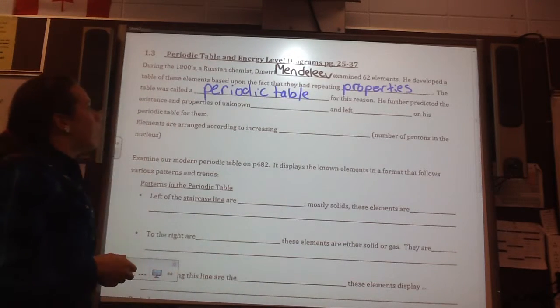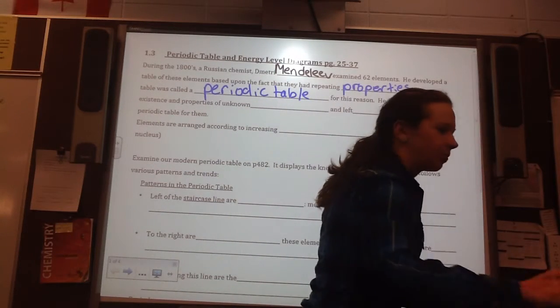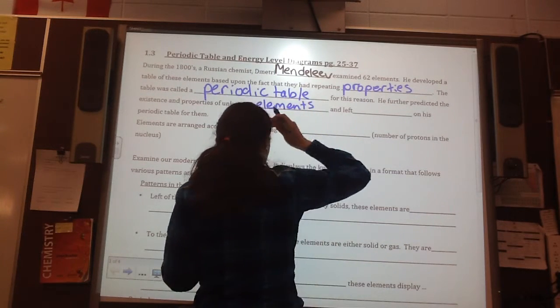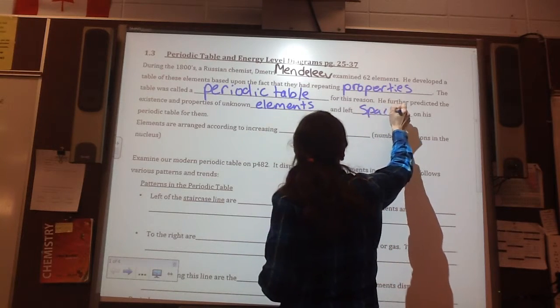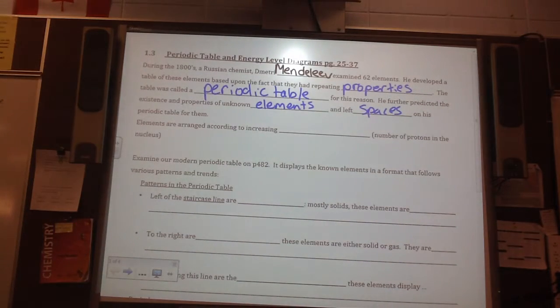Okay? He further predicted the existence and properties of unknown elements and left spaces on the periodic table for them. So he made the table, but there would be spaces, like here, here, here, because he didn't have that element to work with. But he predicted, okay, in that spot will be the element that has the atomic number 57, and it will have these characteristics. And then when they discovered it, it was exactly what it is. It's like, whoa, that's crazy.